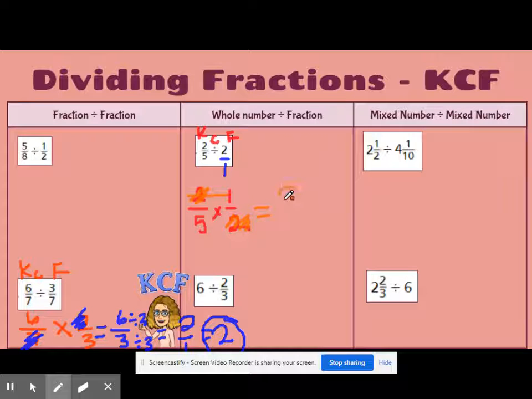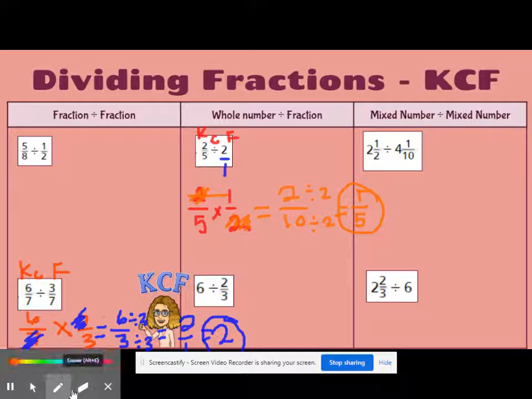2 times 1 is 2. 5 times 2 is 10. Divide by 2 at the end if I didn't simplify first, and you're going to get 1/5. But remember, a shortcut is when you have matching numbers diagonally, you can mark them out and keep whatever's left. So that's how you would have gotten your 1/5.